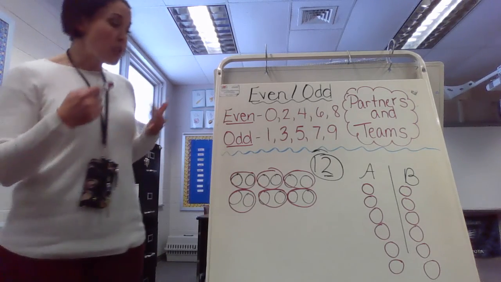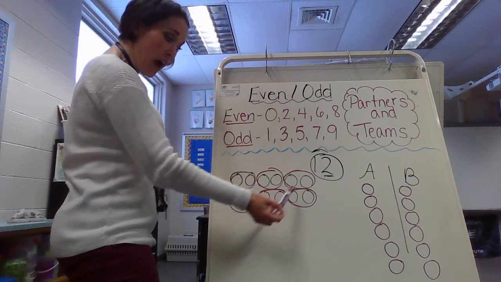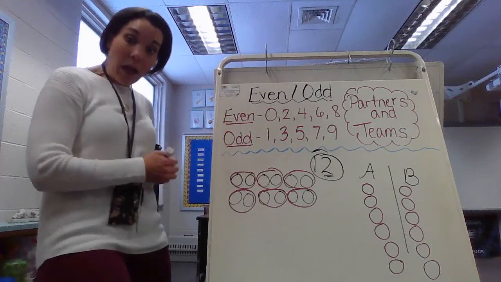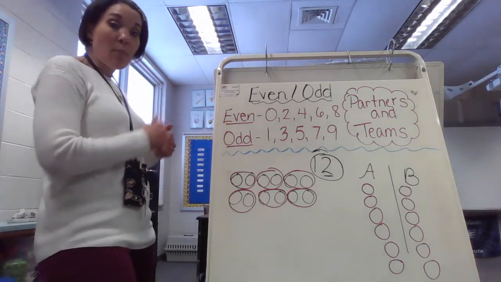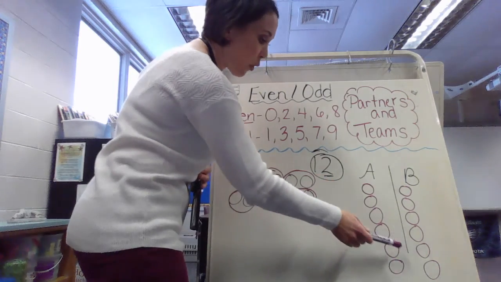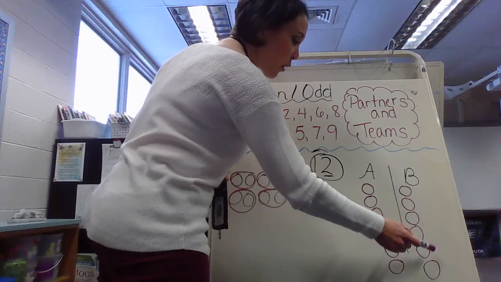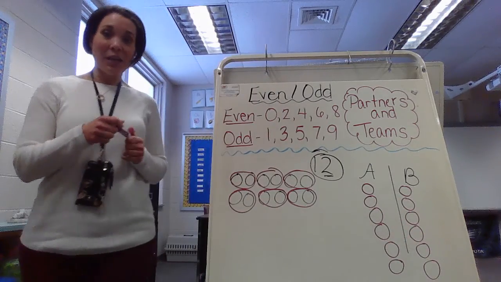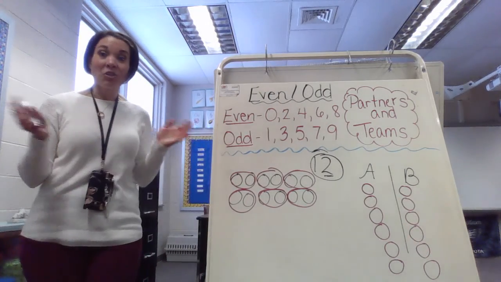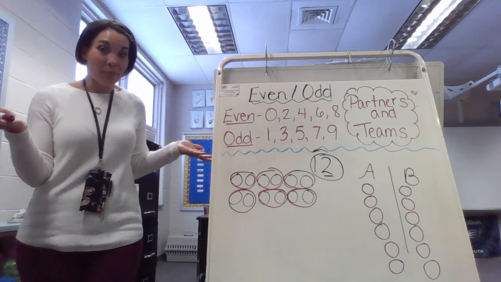How many groups of partners do we have? 1, 2, 3, 4, 5, 6. How many team members do we have on each side? 1, 2, 3, 4, 5, 6 for team A. 1, 2, 3, 4, 5, 6 for team B. So notice how everything worked out beautifully when we have an even number.